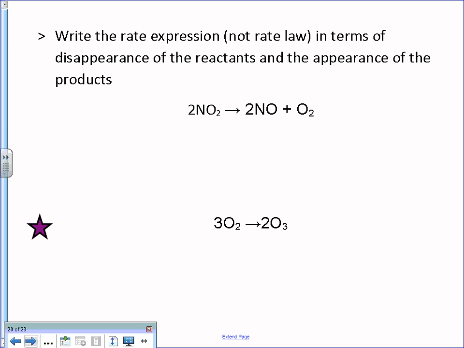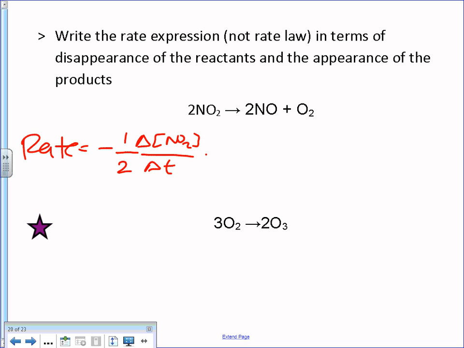All right, so write the rate expression in terms of the disappearance of the reactants and the appearance of the product. So tell me what I would say rate equals in terms of this reactant. The expression that I just showed you how to write. Ready when you are. Negative sign, 1 over 2, the concentration of NO2 over delta T. Okay, so do that in terms of oxygen. 1 over 1, because the coefficient is 1, times delta oxygen over time.